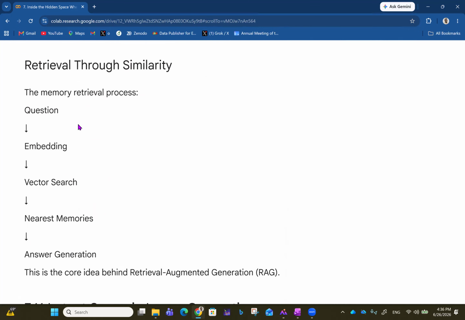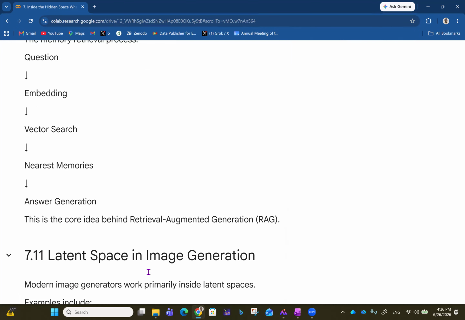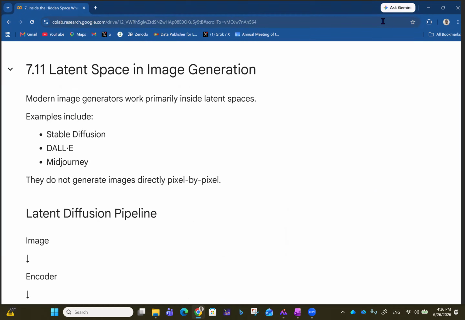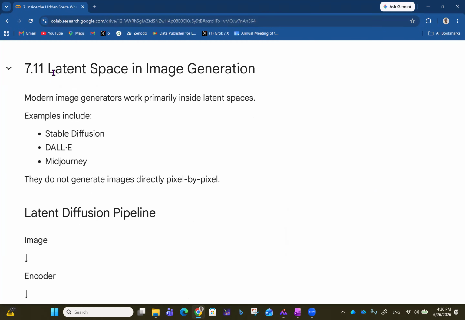So the memory retrieval process: you have the question, the question is embedded, you then have a vector search, and then it associates things that look alike, and then it generates an answer. This is the core idea behind retrieval augmented generation. So, latent space in image generation. It has been established that the hidden space where AI stores information is the latent space, which is a space for storing numerical representations of ideas, of human language, of things that humans supply to the computer.